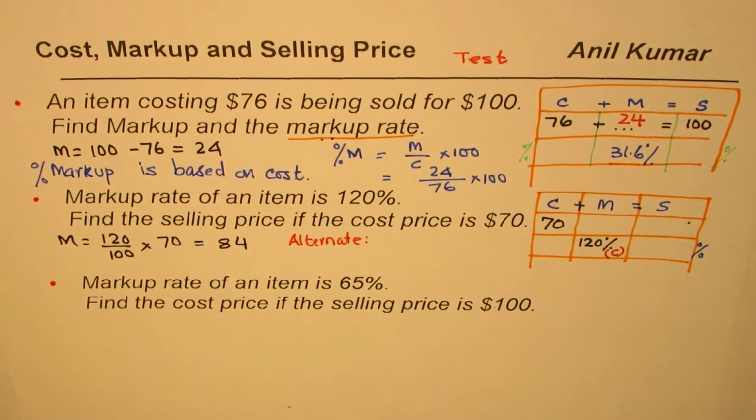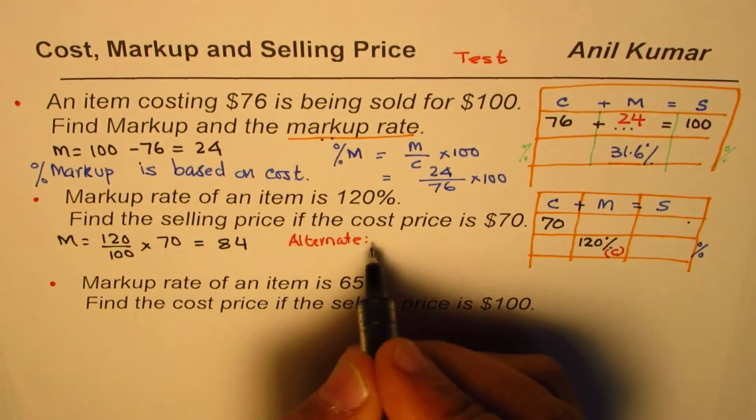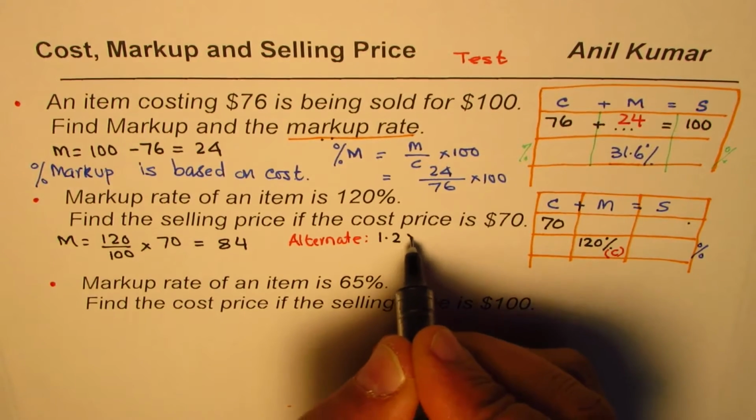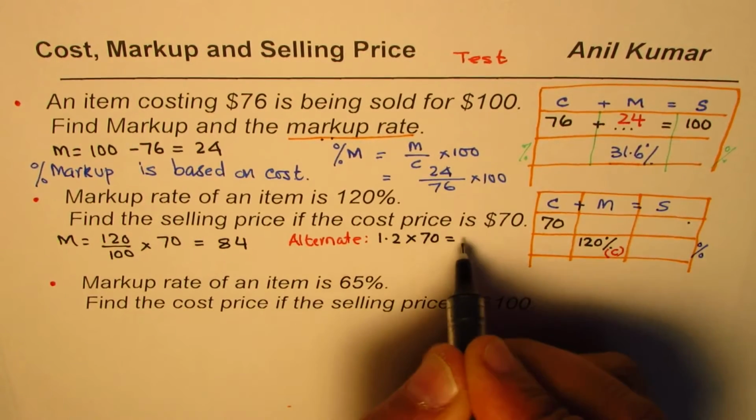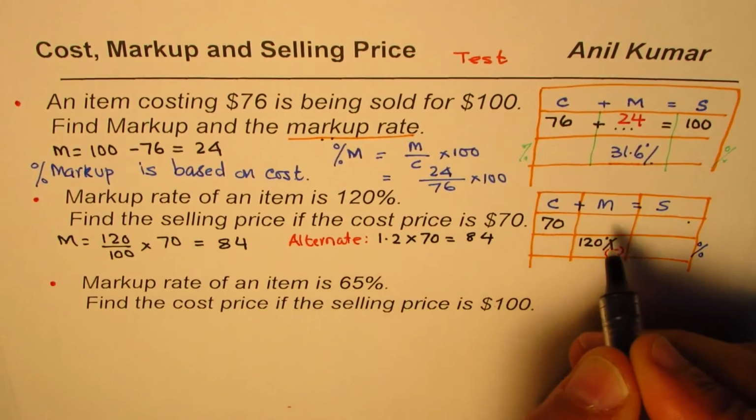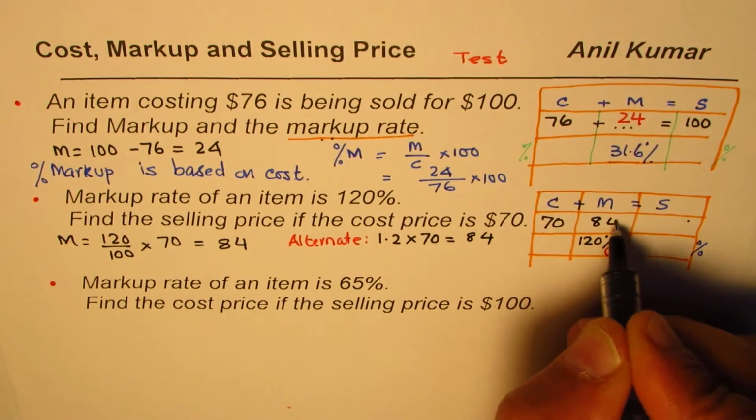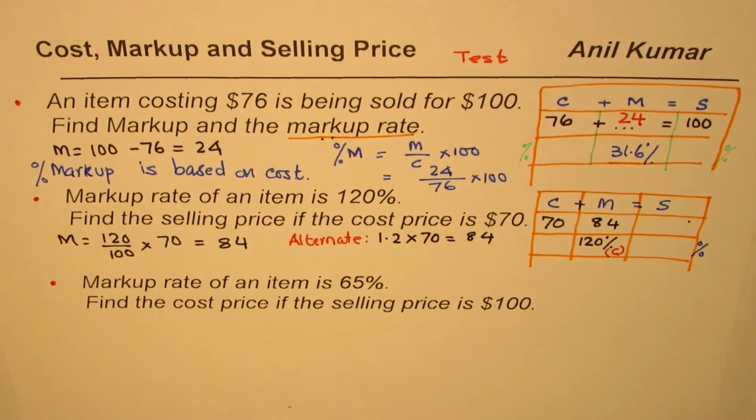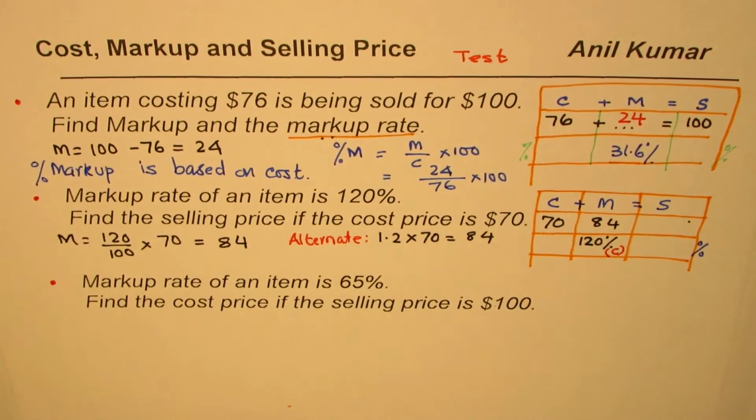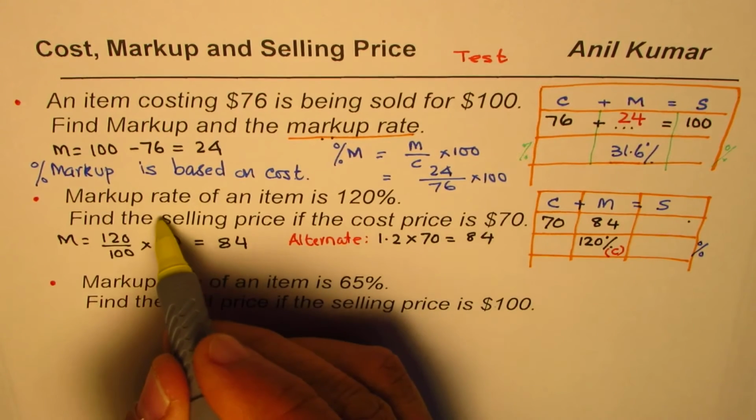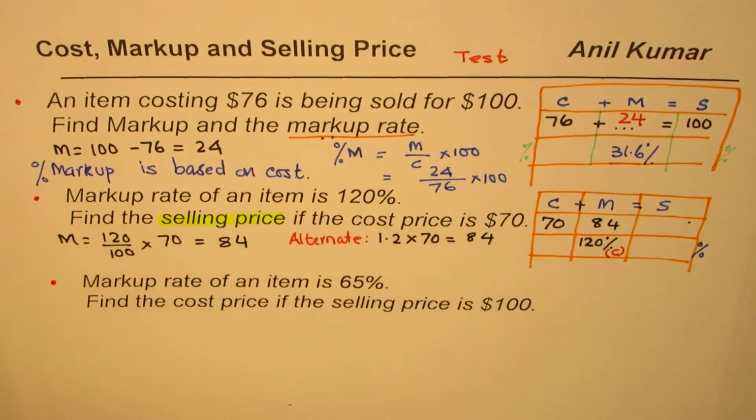We could say that it is 1.2 times 70. When you do that, you get 84. So what we get here is markup as 84. The question is, read it properly. Find the selling price, right? So we don't have to find just the markup. We need to find the selling price.